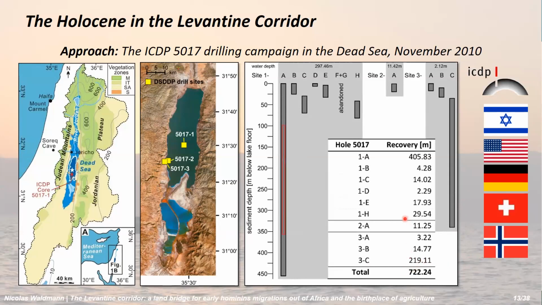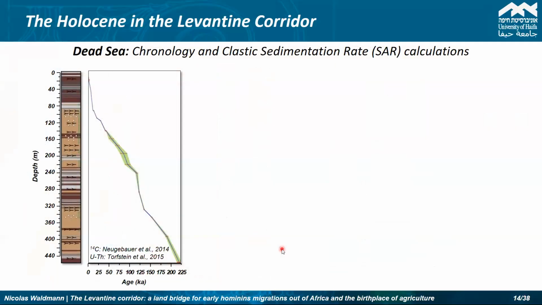In any case, I'm concentrating the data on this one, not on the full core. Of course, I want to go directly to the Holocene and talk about the subject of this talk. So this is the full core, 450 meters, with the different lithology published by Neugebauer in 2014 already, with the ages both in C14 and uranium-thorium. And you can see different sedimentation rates, which also represent the different lithologies.